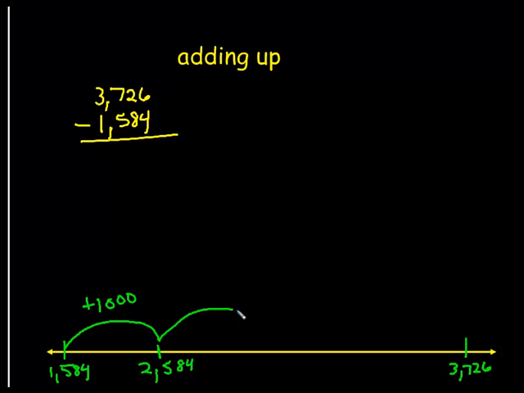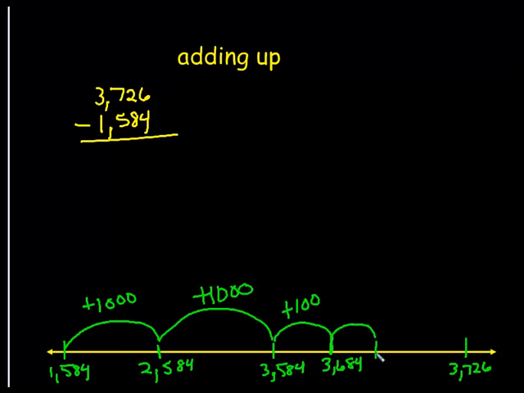I'm going to add another 1,000, and now I'm at 3,584. And now I see that I cannot add another 1,000, so I'm going to try it in hundreds now. So I'm going to add 100, and I'm at 3,684. If I add another 100, I'm going to be over my number, so I'm going to add 16 because I know when I add 16 to this, it'll get me to 3,700.